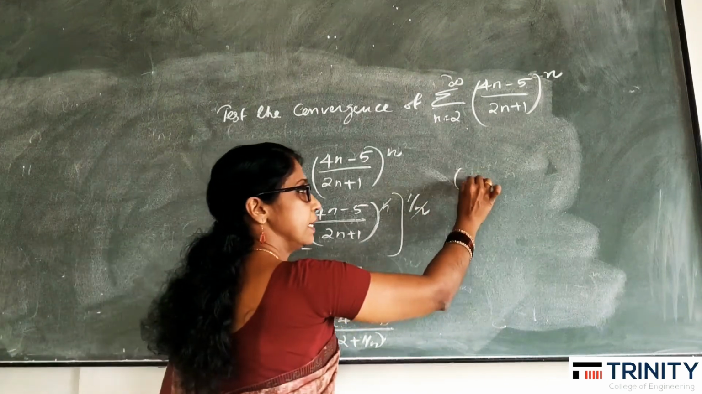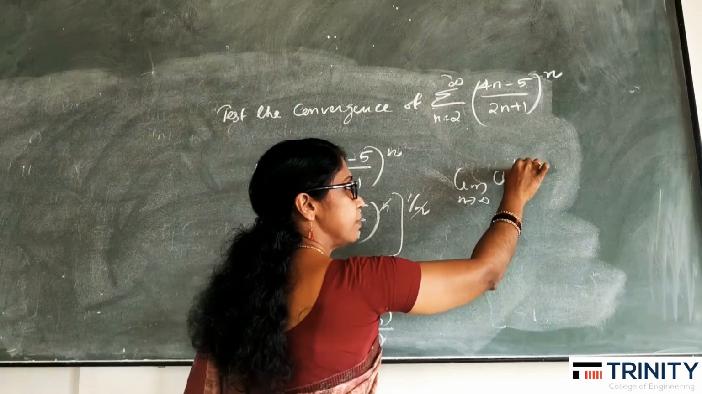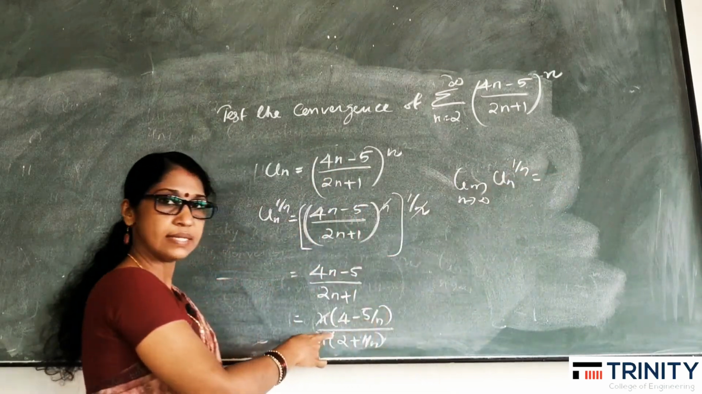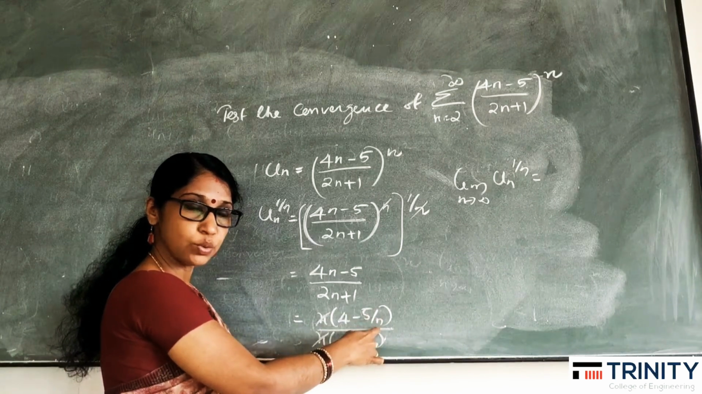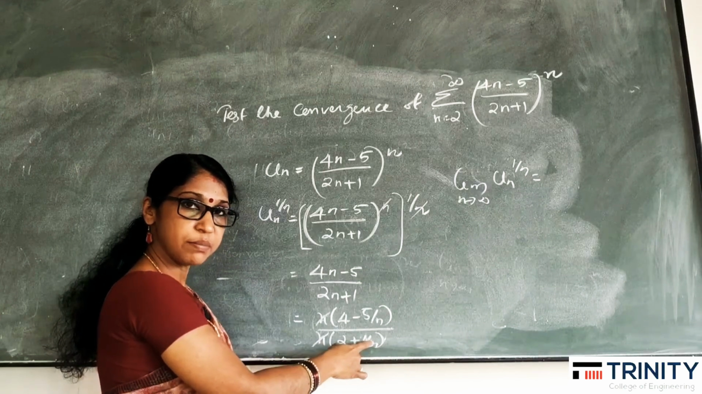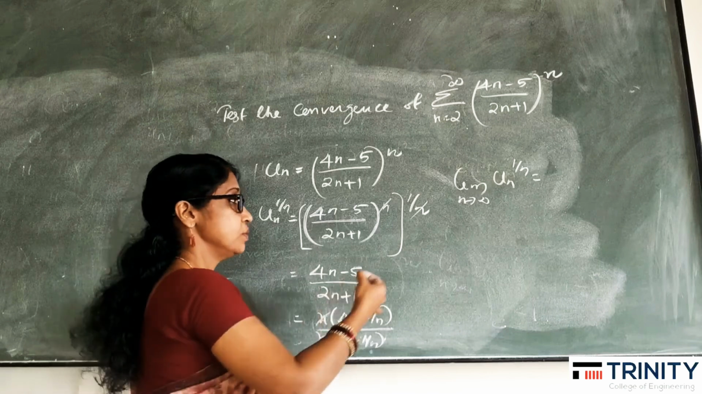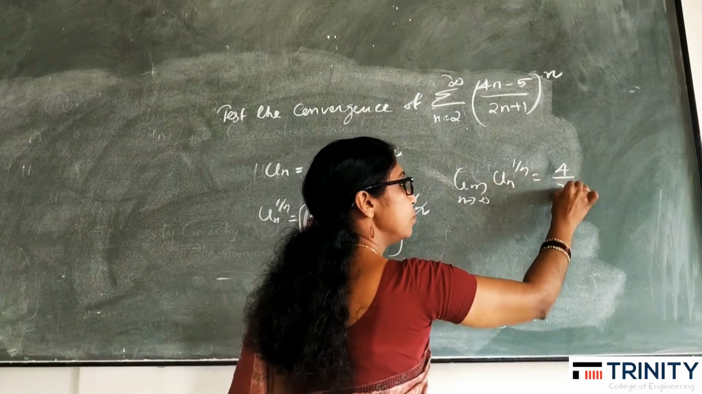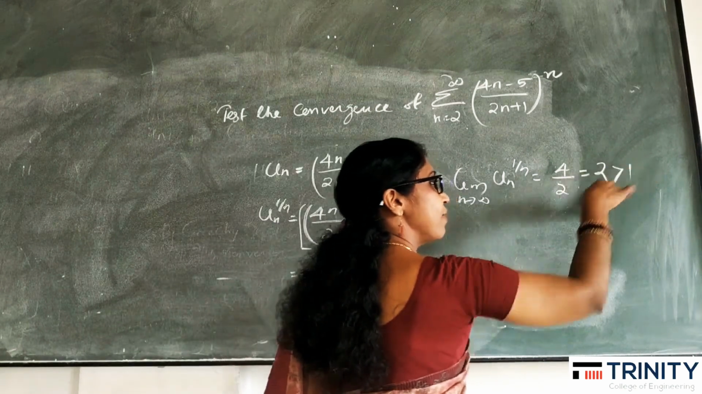Now we are applying the limits. So limit n tends to infinity un raised to 1 by n is equal to, applying the limit here we get 4 minus 5 by infinity. This becomes 0. So we get 4 only, and here 2 plus 1 by infinity. 1 by infinity is 0. So the denominator contains only 2. So we get 4 by 2 which is equal to 2. And this is greater than 1.